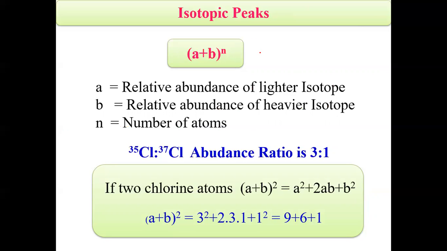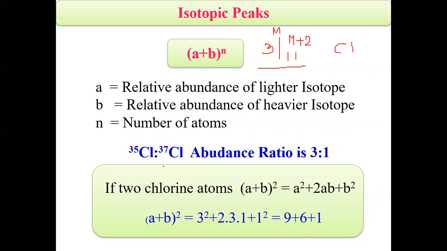For example, a molecule has only one chlorine atom. Let us consider one chlorine atom. Then the isotopic peak will be there, and let us consider that the molecular ion is M. It will have one more peak at M+2. The intensity ratio of these two peaks will be 3:1. That is, the molecular ion peak will have the intensity 3, and M+2 will have 1.